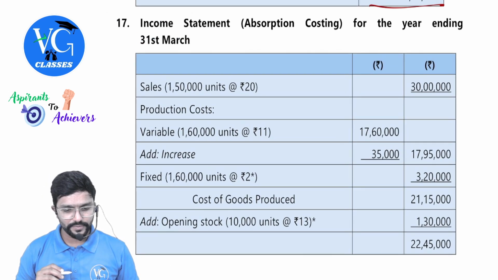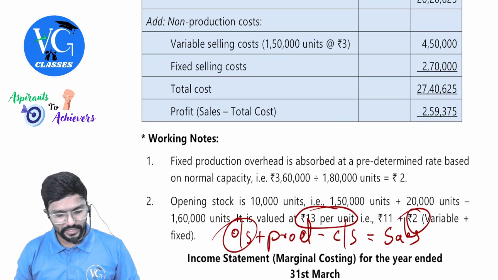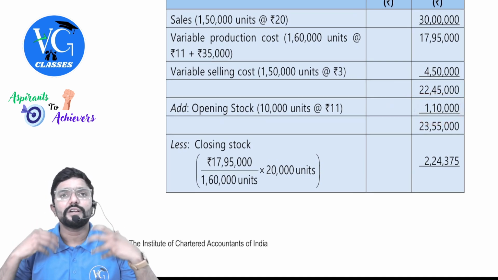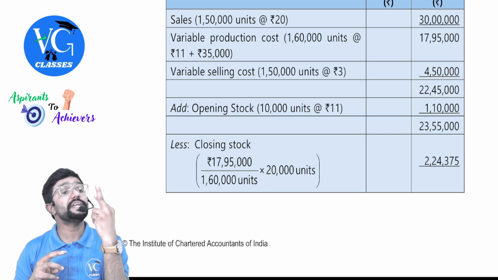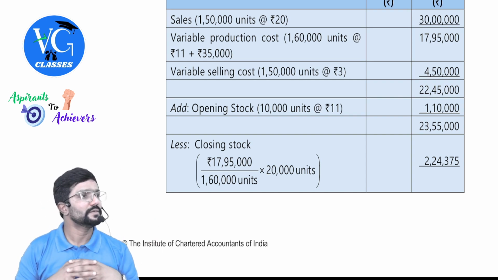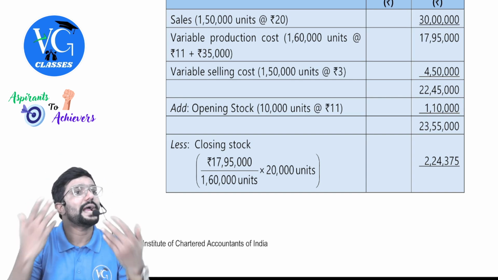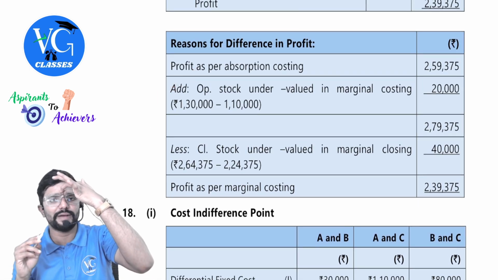Opening stock under absorption is how much? 130. Under 110. 20 more. Opening stock we have added to the cost or deducted from the cost? Added. That means you have taken 20,000 extra in absorption. So because of that, profit has come down by 20,000. Now what should you do? Add it. Opening stock undervalued in marginal costing.